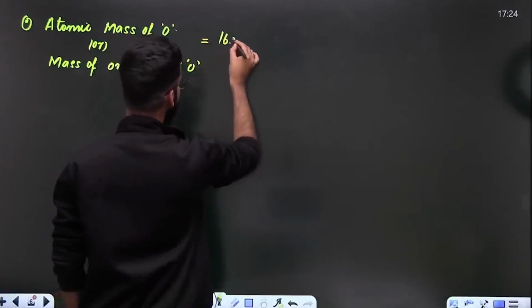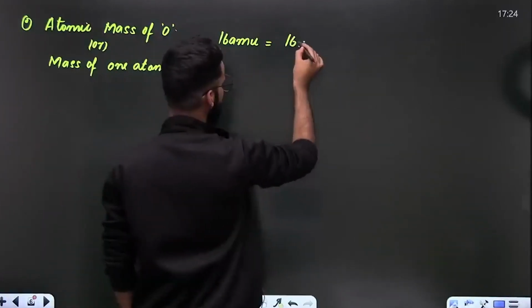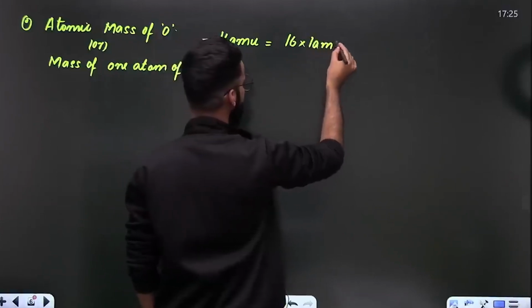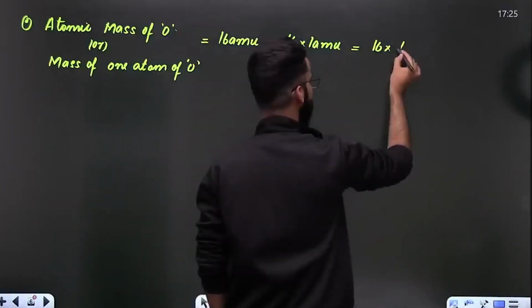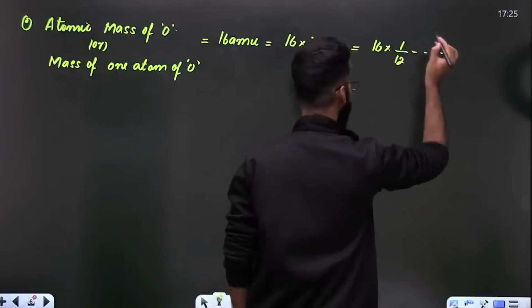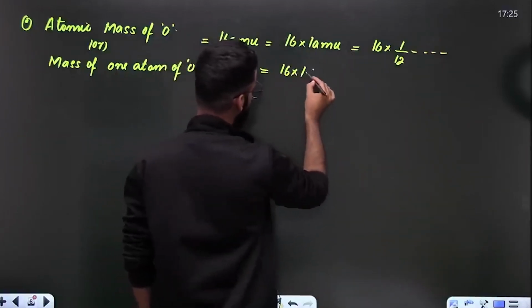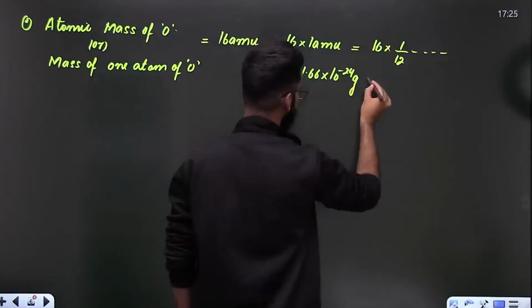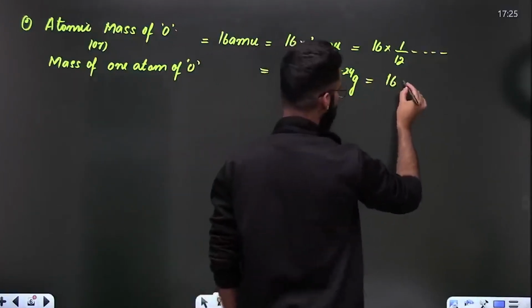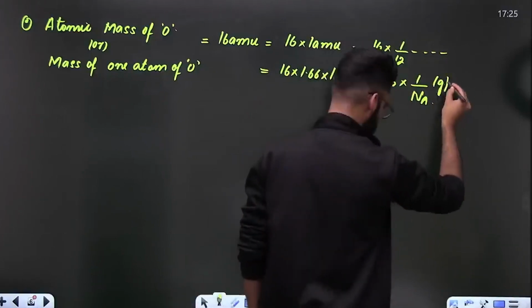Can I say it is just 16 AMU? Can I say 16 AMU can be written as 16 multiplied by 1 AMU? Absolutely. Instead of 1 AMU, we can write anything: 1/12 of the mass of carbon-12 atom. Instead of 1 AMU, we can write 1.66 into 10 raised power minus 24 grams. Instead of 1 AMU, we can write 1 divided by Avogadro's number in grams as well.